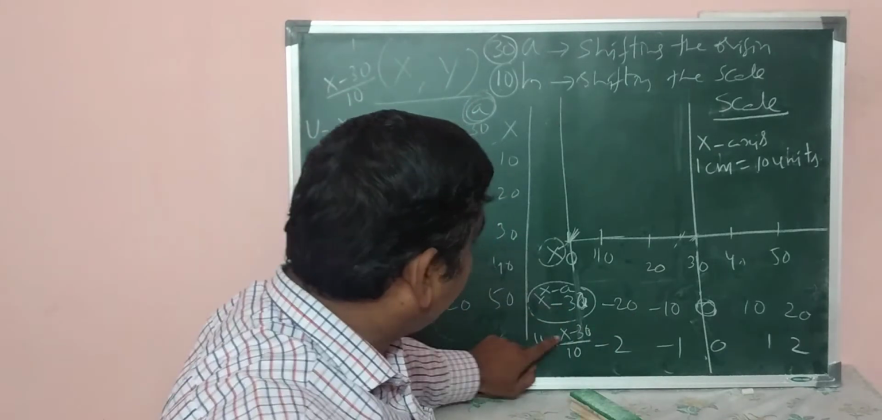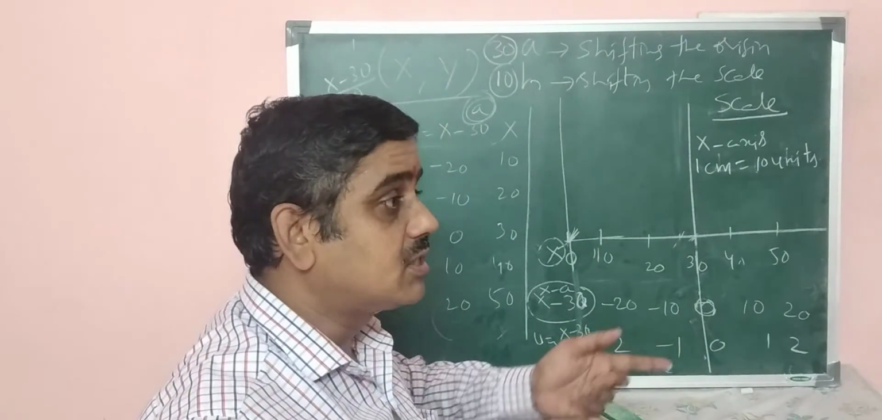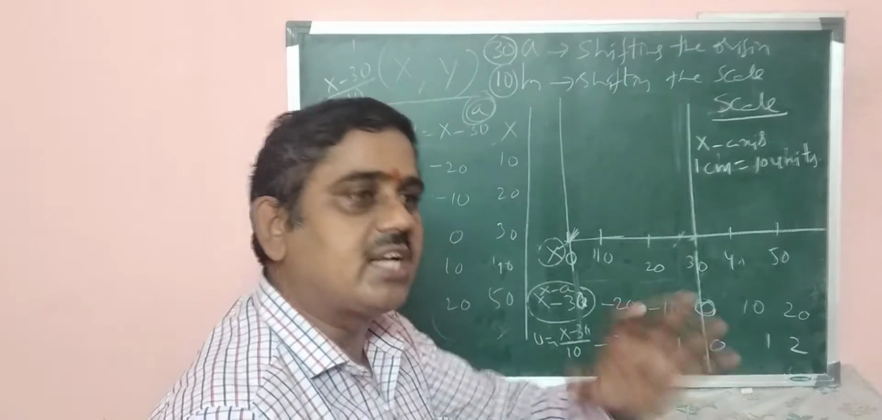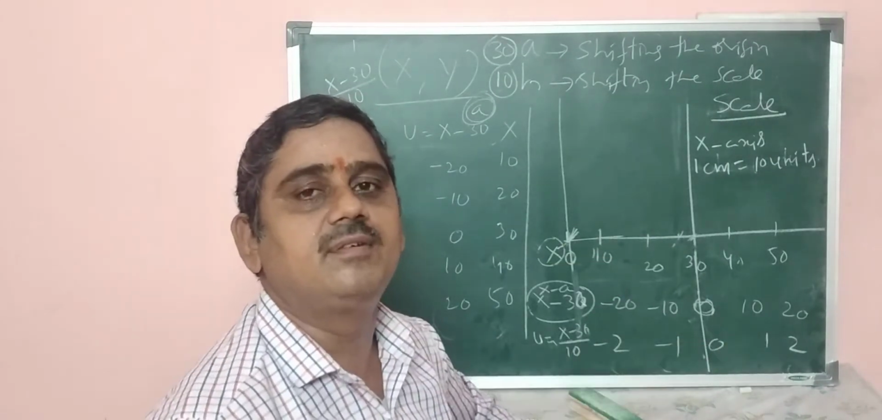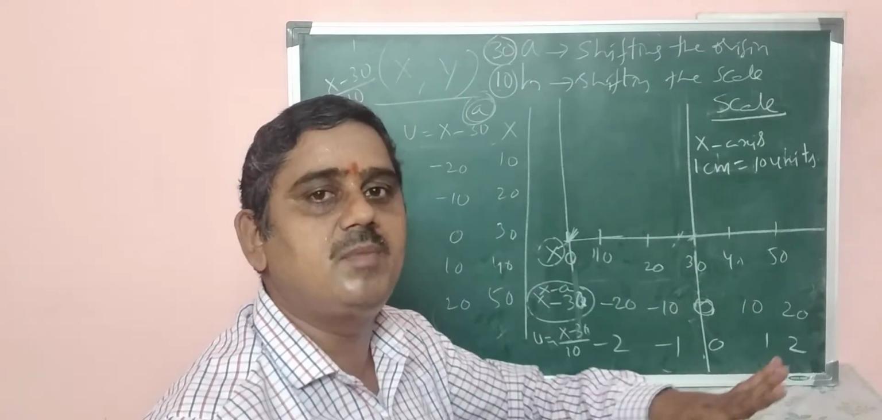You see here this is x minus 30 by 10. Therefore, the origin is also shifted, the scale is also shifted. If you do it with only a number, if you divide with a number, only the scale will be shifted. If you subtract a number, only the origin will be shifted. If you do both, the origin will be shifted and the scale also will be shifted.